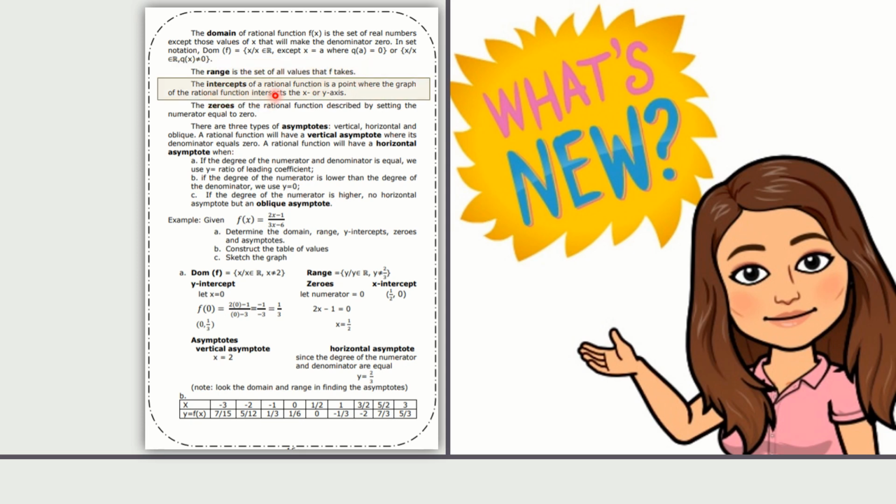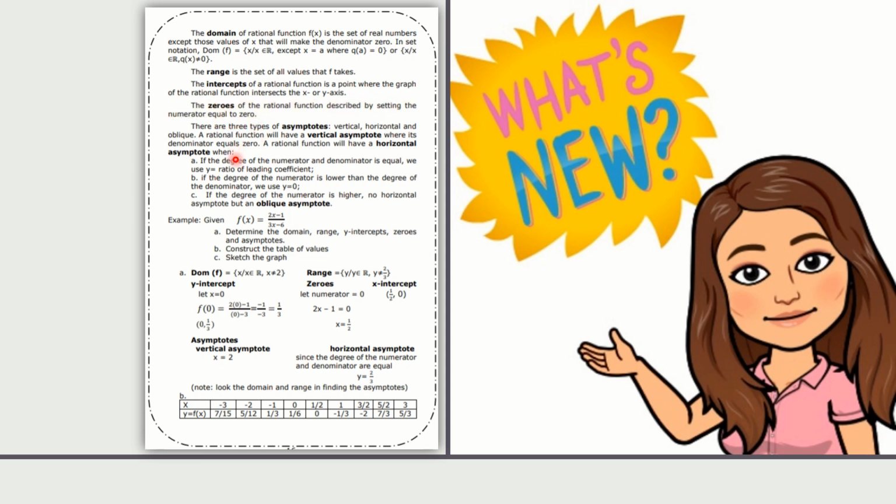The intercepts of a rational function is a point where the graph of the rational function intersects on the x-axis, that means it's an x-intercept, or the y-axis. The zeros of the rational function are described by setting the numerator equal to 0.